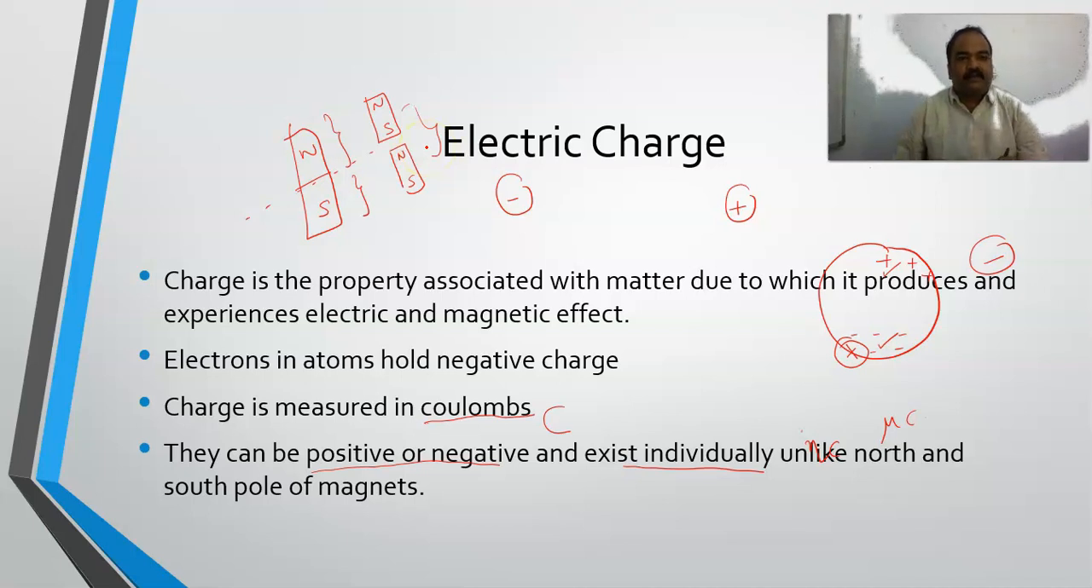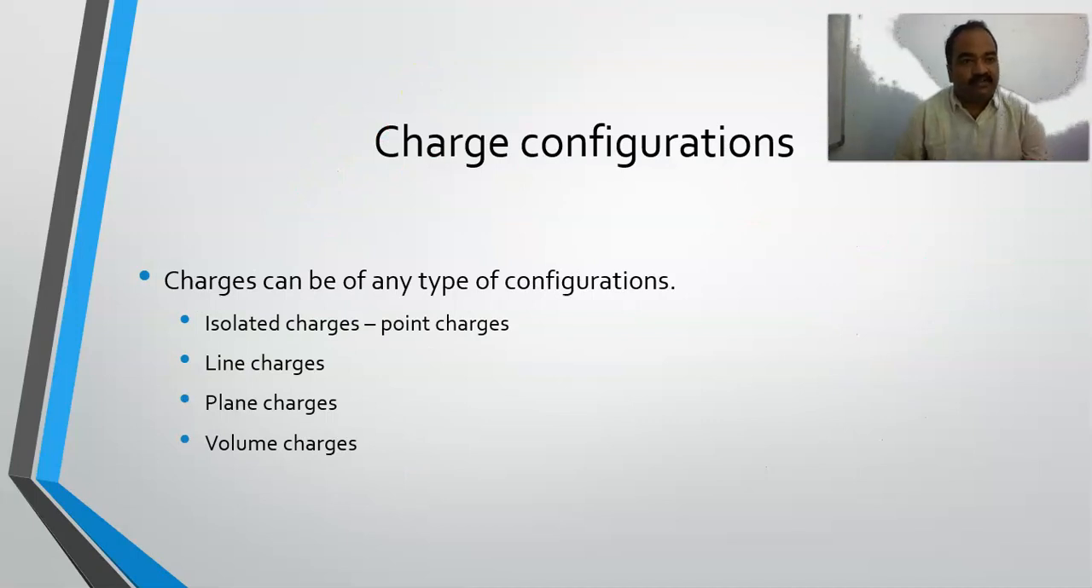Okay. Having said this, now we will move on to different types of charge configurations. Assuming that charges can exist individually, let's get back to the different charge configurations. Charges, as I have already mentioned, can be isolated charges, or what we call point charges, which means a charge like this one, a point charge. And they can be line charges also, where these line charges can be of this form.